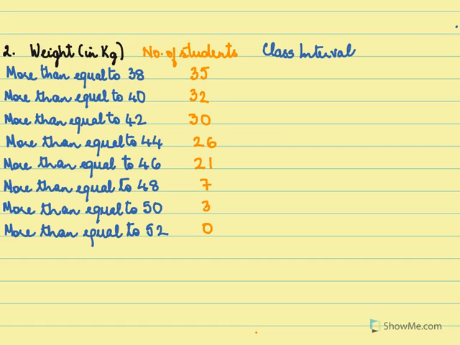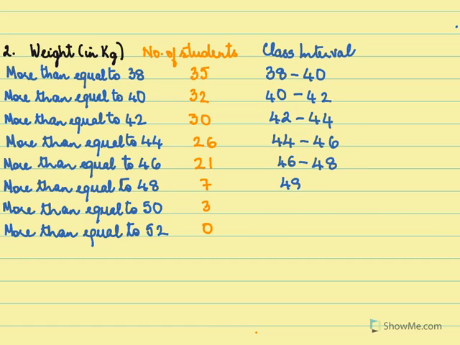So the class interval for more than 38, so 38 and above, is 38 to 40. Then more than 40, so 40 and above, is 40 to 42. The next is more than or equal to 42, so 42 and above, so 42 to 44. Next will be more than or equal to 44, so 44 to 46. More than or equal to 46, so 46 and above, 46 to 48. More than or equal to 48, so 48 and above, 48 to 50. More than or equal to 50, so 50 and above, 50 to 52.